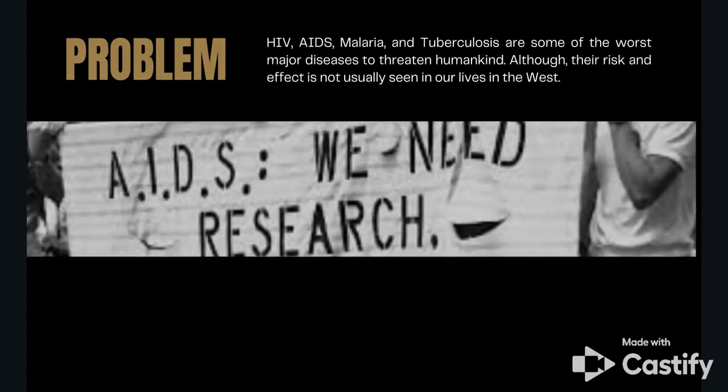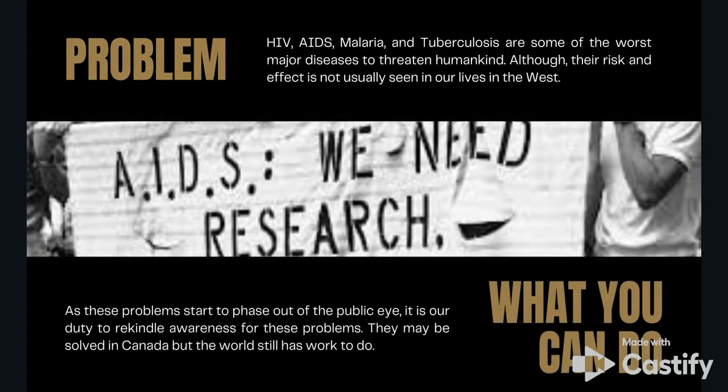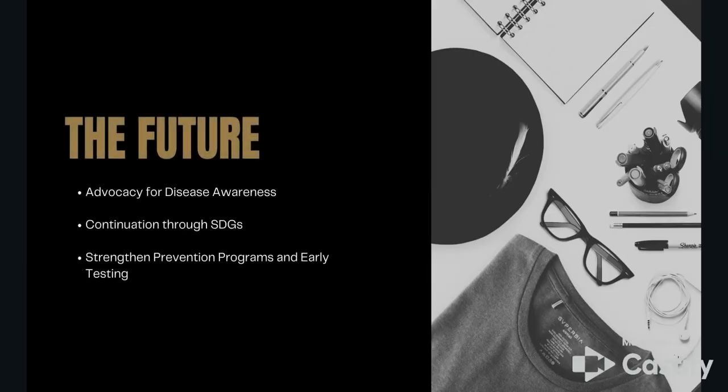So, what is our responsibility? It's to keep attention and compassion alive, especially when the issue isn't right in front of us. And for the future, we need to continue to work on MDG number 6 through the new and improved SDGs that are the continuation of them. And to strengthen the future progress, we need the following: 1. To continue advocacy for disease awareness. 2. Stronger prevention and education about these different aspects. And 3. Expanded access to early testing and treatment to give everyone a better understanding.